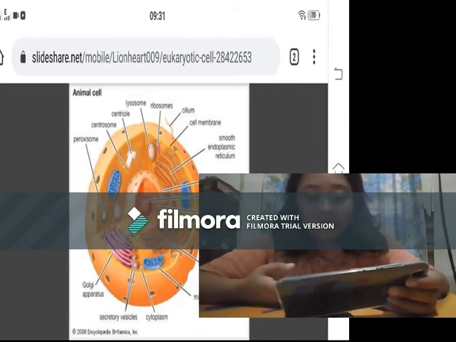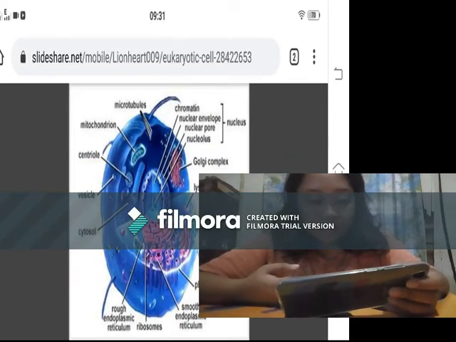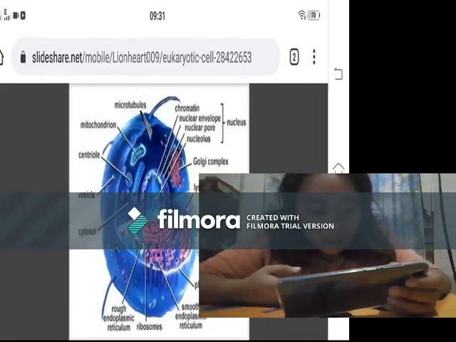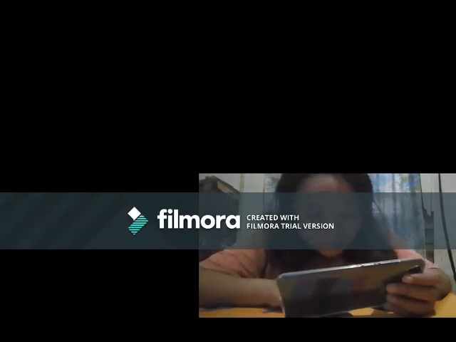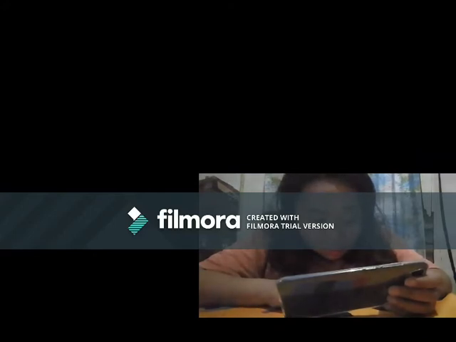So here are the other parts: smooth endoplasmic reticulum, centrosome, Golgi, cytoplasm, and the rough endoplasmic reticulum, and centrosome. The external structures: flagella, cilia, glycocalyx, cell wall, cytoplasmic membrane.